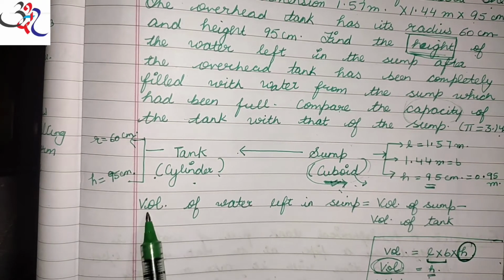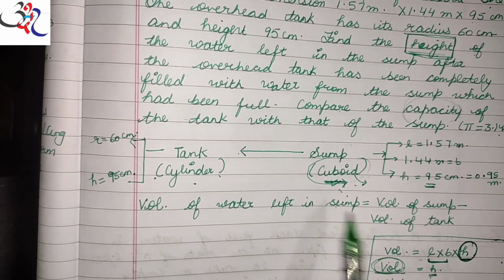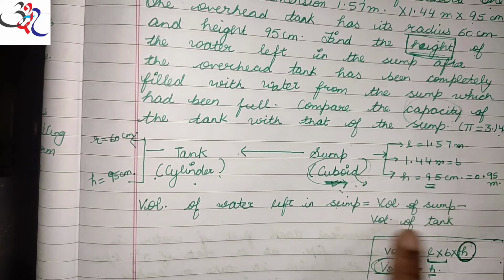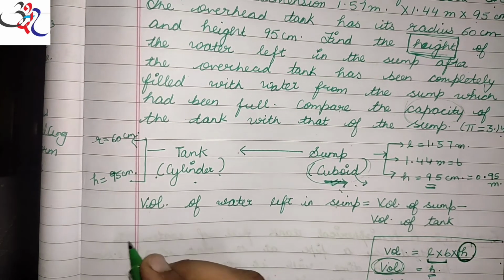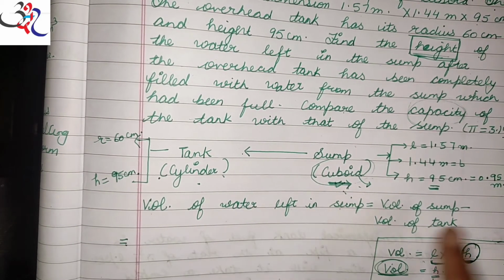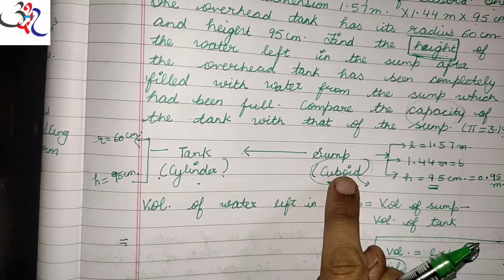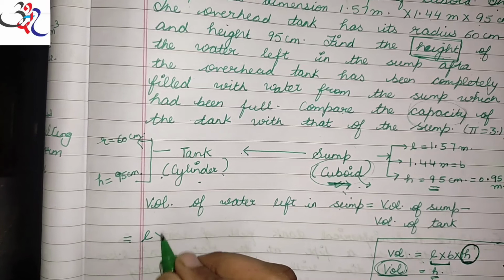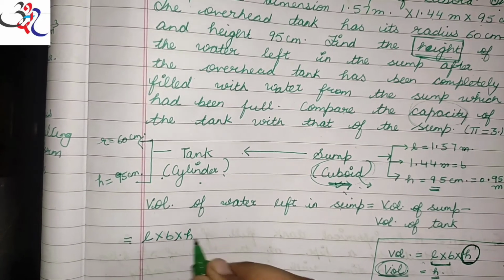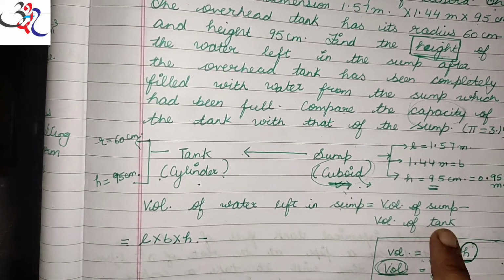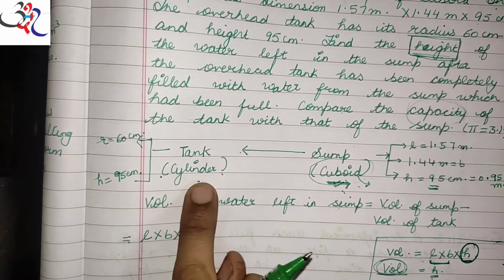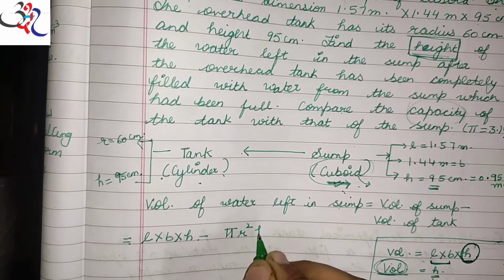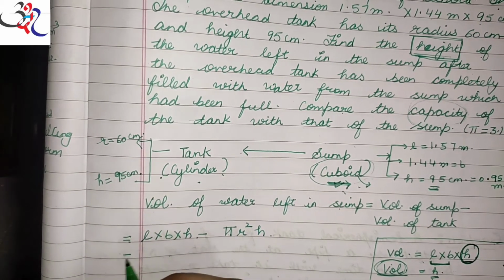So first I have to find out the volume of water left in the sump, which will be equal to the volume of the sump minus the volume of the tank. So let's first find this value. What is the volume of the sump? Volume of the sump is equal to the volume of the cuboid, which is given by L into B into H, minus the volume of the tank. And the tank is in the shape of a cylinder, and the cylinder's volume is given by pi r square H.